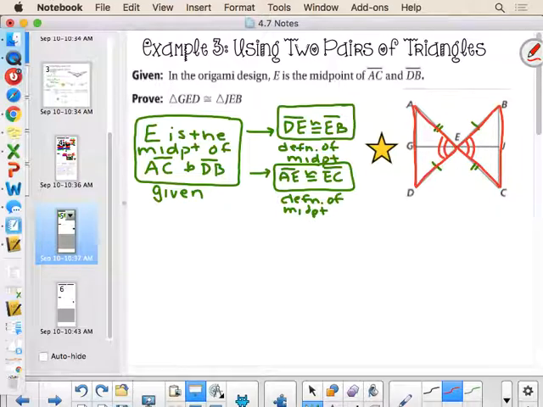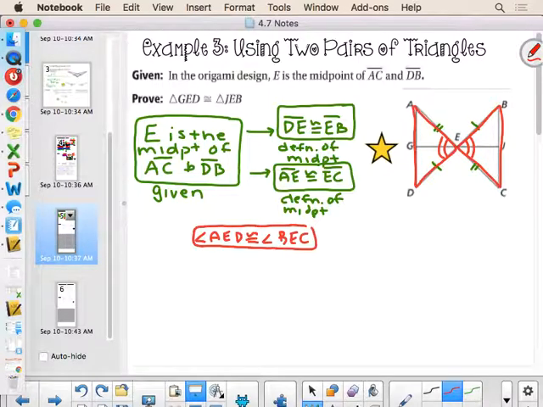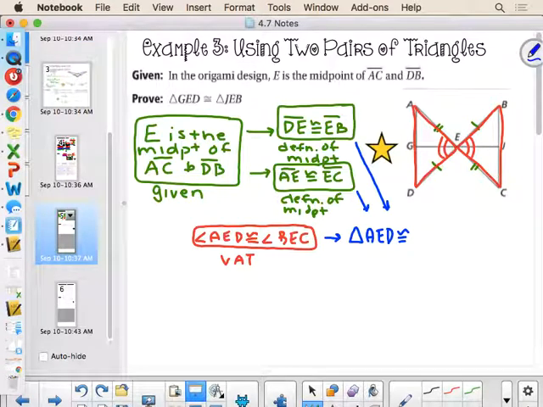Very good. AED. So I'm going to say angle AED is congruent to angle BEC. That's using the vertical angles theorem. So now, because of this piece, and this piece, I can say that these big triangles are congruent. Okay? So triangle, if I call a triangle AED, what do I have to call the other one? If I go AED, I gotta go CED. It has to be CED.